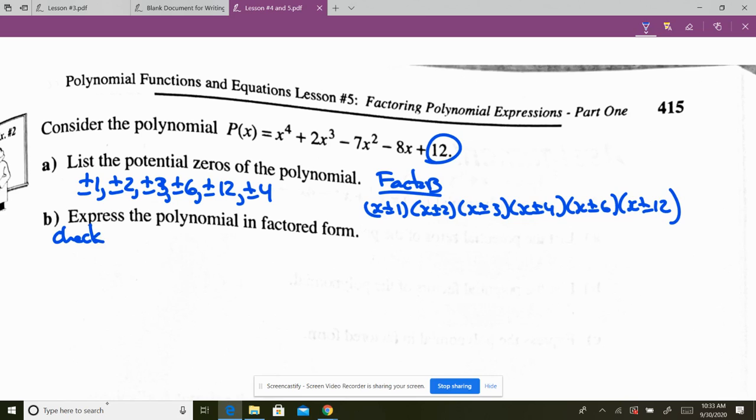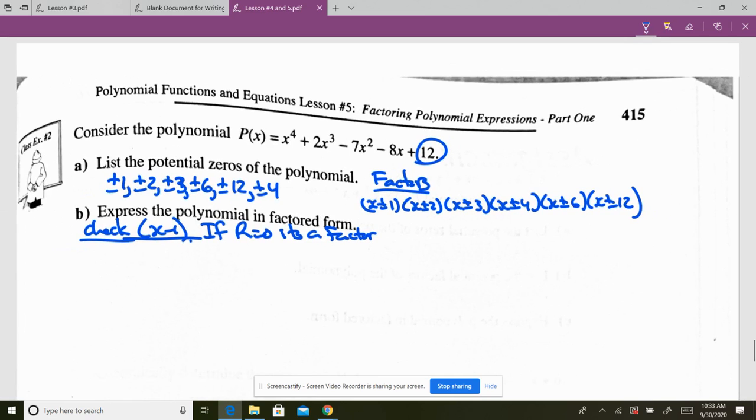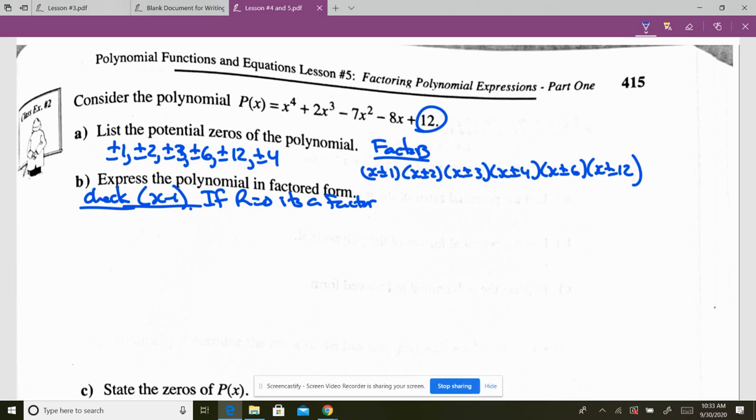Check the factor x minus 1. Okay? So if r equals 0, it's a factor. So we have to find out if r is equal to 0. Okay? So we have a couple ways to do this. We can put the a value into the polynomial. What's our a value if our factor is x minus 1? Positive 1.